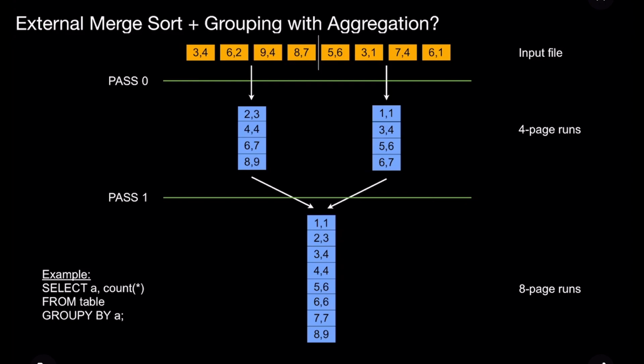So how would we do a query like this? Select A, count star from table group by A. So for all tuples that have a value of A, make a count star. And let's assume that I only have one attribute here because it's just integers in the example. Basically, that means I want to count the occurrences of each and every integer in the input. What could I do to improve external merge sort to support the query?